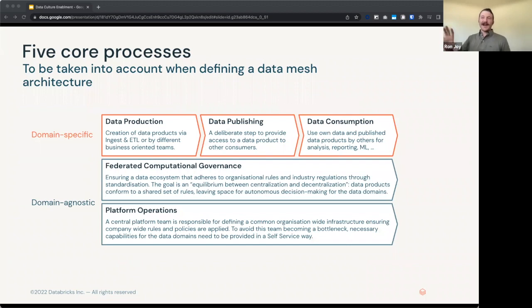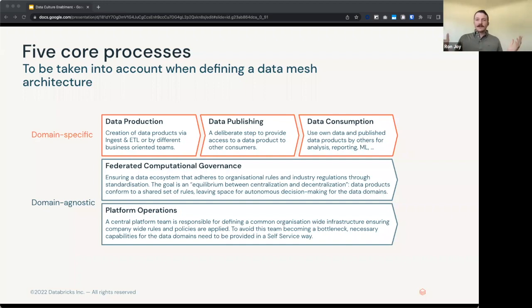Here we have just a high level of some of the five core processes that we're taking into account when we're talking about domain-specific data production, data publishing, data consumption, and then some of the domain-agnostic pieces, right, which is our governance, which is scaling the platform and everything. And I want to point these out because these are going to come into our structure here in a second about how we normally see organizations laying out.